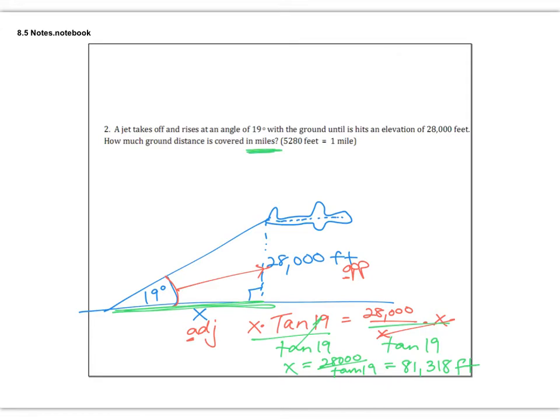So how do we convert feet to miles? Well, there are 5,280 feet in 1 mile. So we can take 81,318 and divide by 5,280 feet and see how many times that goes in there. It turns out to be approximately 15.4 miles. And that would be the ground distance covered by the plane before it reaches its cruising altitude of 28,000 feet.